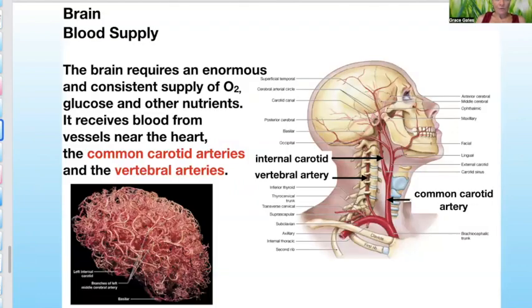The brain requires an enormous amount of oxygen, glucose, and other nutrients. And in order to bring blood to the brain, there are two major arteries. They are the common carotid artery, which then branches into an internal carotid artery that goes to the brain, and the vertebral artery. And you can look at that picture and appreciate those vessels, although we haven't learned them yet.